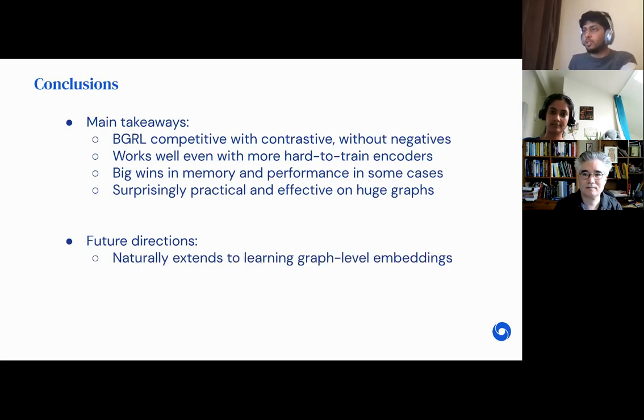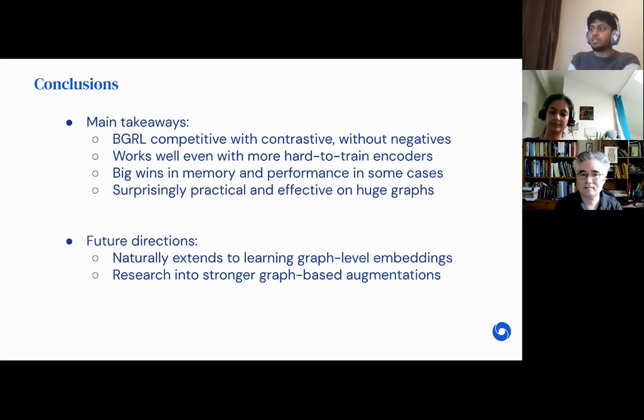And some interesting future directions could be learning graph level embeddings instead of node level for a completely different set of tasks. And definitely we need to research into stronger graph-based augmentations because in the image domain, it was seen that better and better augmentations really do boost the performance of a whole class of methods. And in graphs, we're really scratching the surface of what are meaningful augmentations to do. So I think this would be quite an exciting direction.